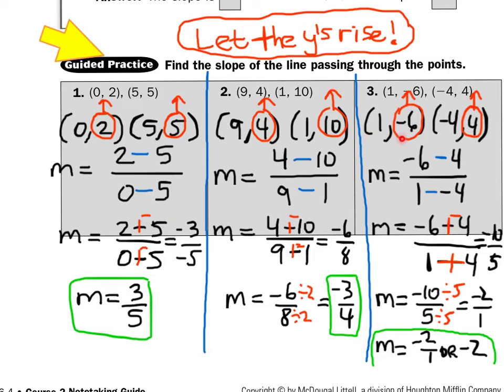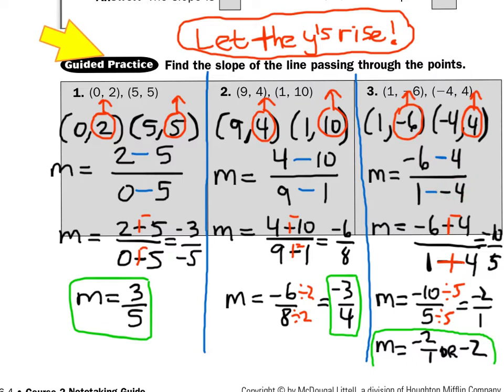Okay, and then take a look at number 3. I have 1, negative 6 and negative 4, 4. So with my red, I circle the y's and let them rise. So I write m equals, and then I let the negative 6 and the 4 go up. So I have negative 6 minus 4, and then in the denominator, I let the x's go down. So it's 1 minus negative 4.